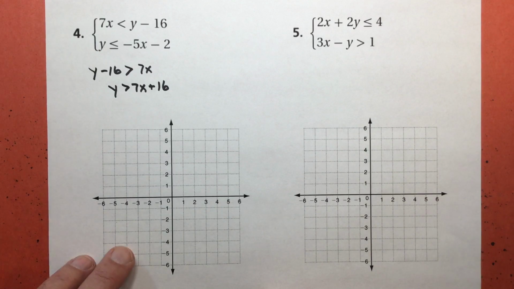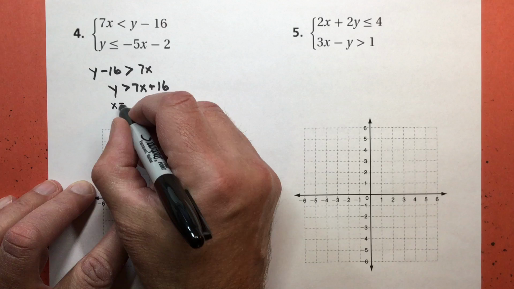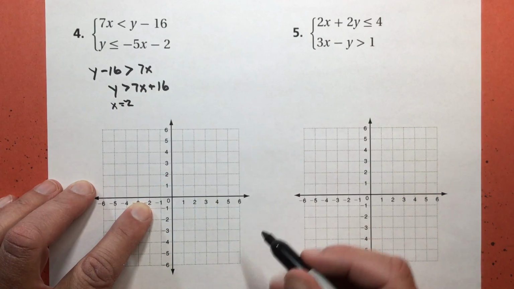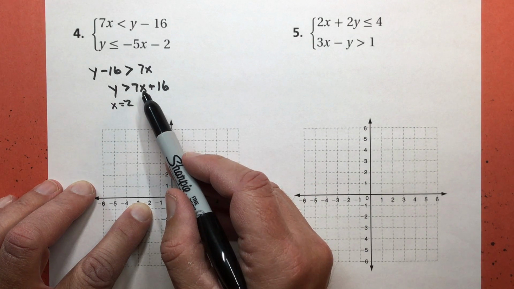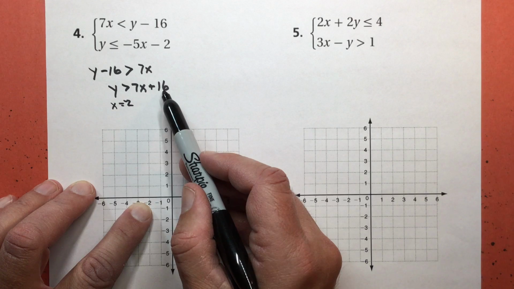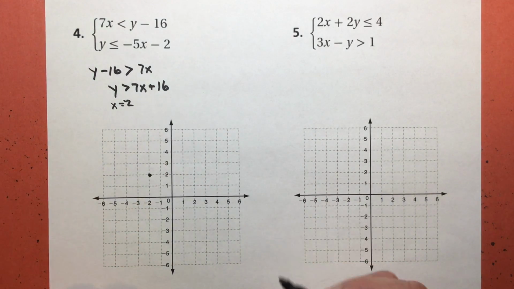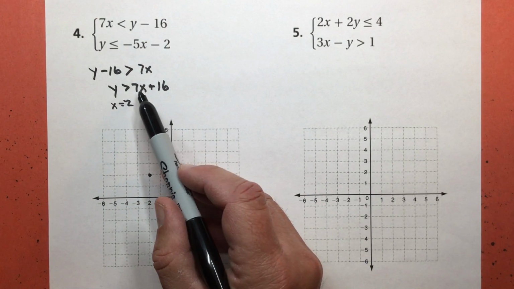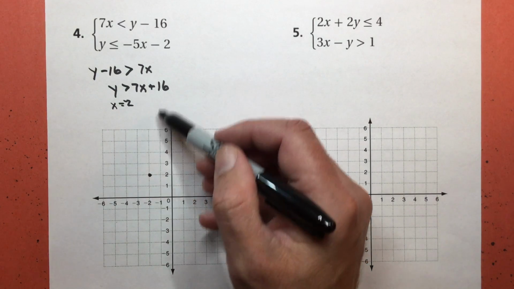So one thing that I can do is I can say, what about if I let x equal negative 2? 7 times negative 2 is negative 14, and negative 14 plus 16 is 2. So negative 2 is going to be on that line. Okay, that's good. I could try negative 1. I would get 7 times negative 1, which is negative 7, which is going to be 9, but that's going to be off my graph.